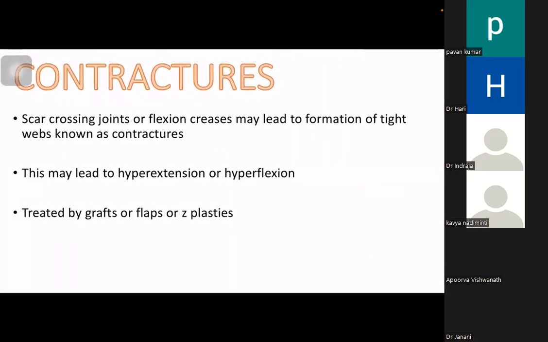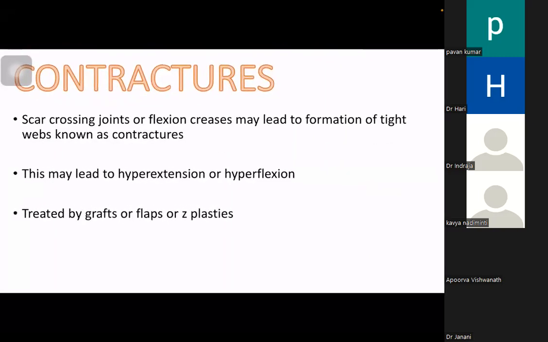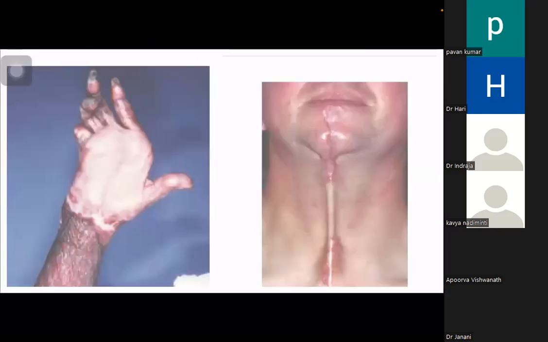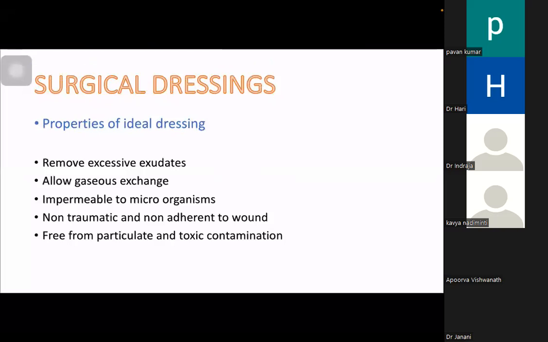And contractures. When the scar is present in the joints, this leads to fibrosis. When the injury leads to fibrosis, there is decreased movement, which leads to hyperextension or hyperflexion, and these are treated by grafts or flaps or Z-plasties. These are contractures formed in the neck and the hand.